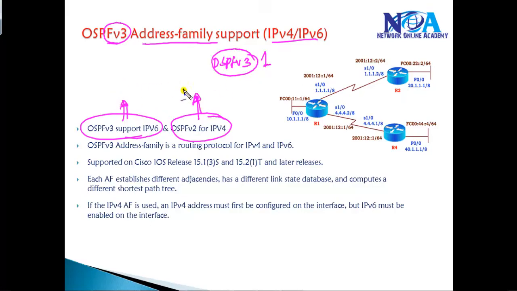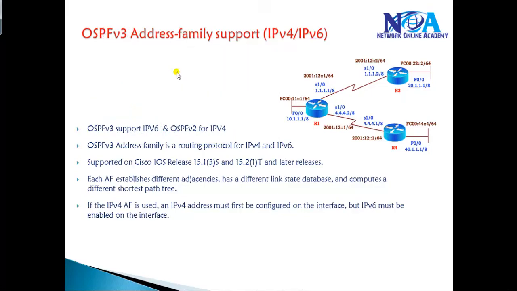Like in the previous versions, we used to have router OSPF 1, and then if you want to configure IPv6, we need to say ipv6 router OSPF 1. So it's a totally different process, but now we can have the same process running for both IP version 4 and IP version 6. So, address family support: OSPFv3 address family is a routing protocol for both IP version 4 and IP version 6.